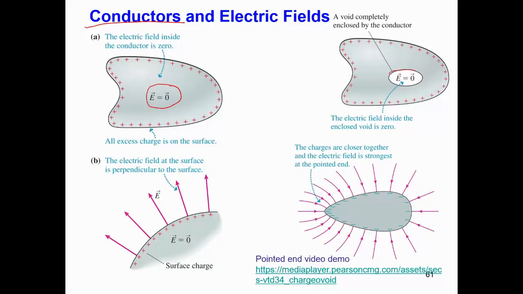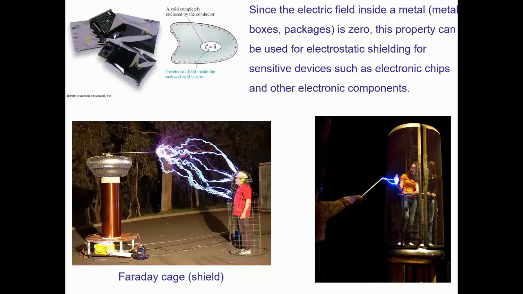And since there's no electric field inside the conductor, it is safe inside. That is actually used in electrostatic packaging. If you order any very highly sensitive chips or processor, it always comes with a package like this. This is electrostatic shielding because it is a metal coating. If you put sensitive devices inside this packet, they are safe because the electric field inside the packet is 0.